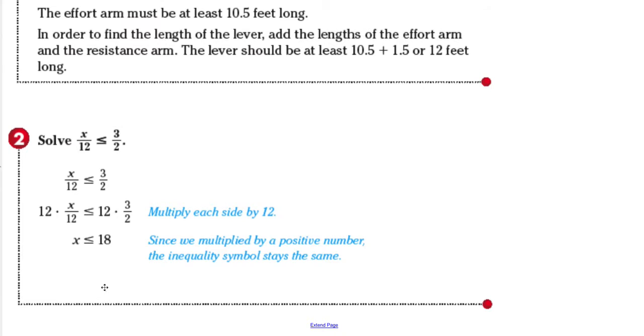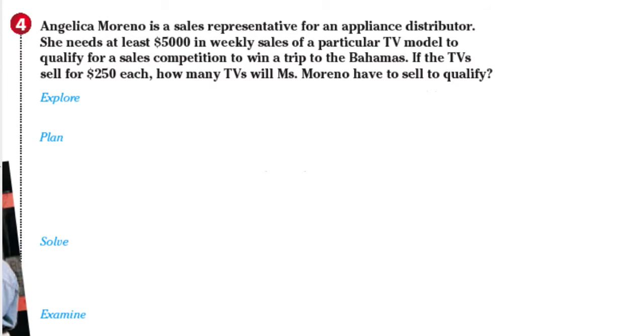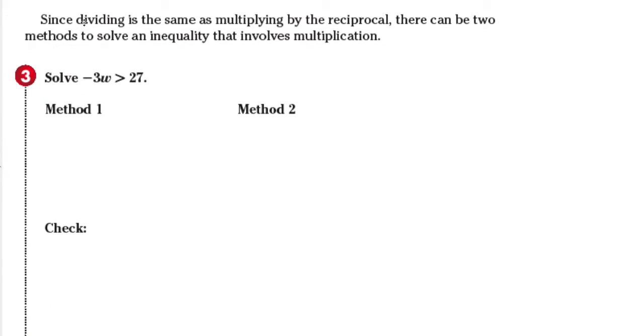The solution set, therefore, in set builder notation would be x such that x is less than or equal to 18. Let's take a look at example number 3. Since dividing is the same as multiplying by the reciprocal, there can be two methods to solve an inequality that involves multiplication. We want to solve negative 3w is greater than 27. Let's solve this using method 1.